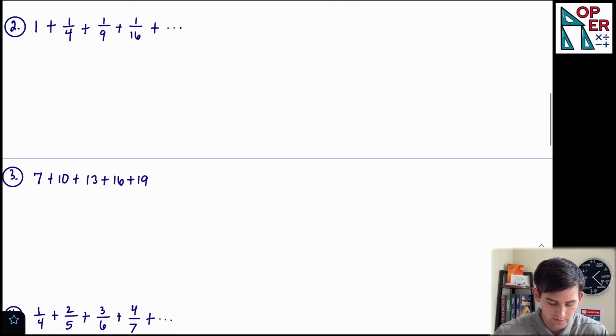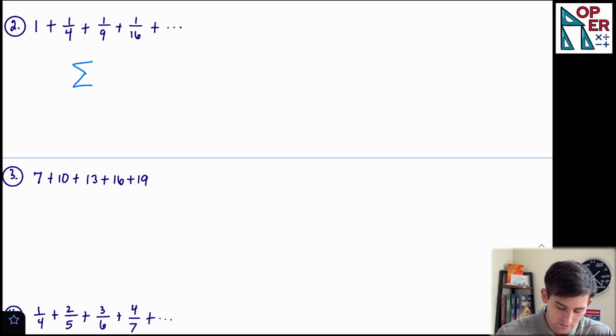All right, number 2, we have 1 plus 1/4 plus 1/9 plus 1/16 plus, and then we see the ellipsis at the end. So we know this is going to be an infinite sequence. So we're going to put infinity on the top there for our upper limit, and our lower limit will be 1. Now let's look at our pattern. This one may be a little bit easier to recognize.